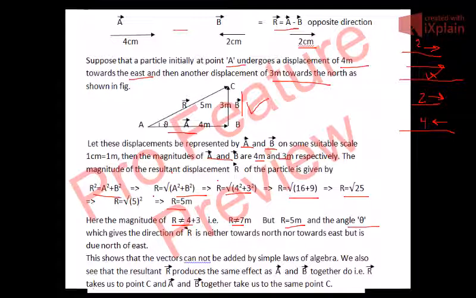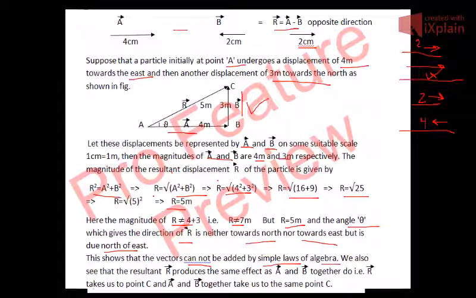Now, the angle theta, which gives the direction of R, is neither towards north nor towards east, but due north of east. When they were in the same direction or in the opposite direction, the direction of the resultant was also the same as that of A or B. Now here it is neither in the direction of A nor in the direction of B, but it is in a different direction from A and B. This shows that vectors cannot be added by simple laws of algebra.